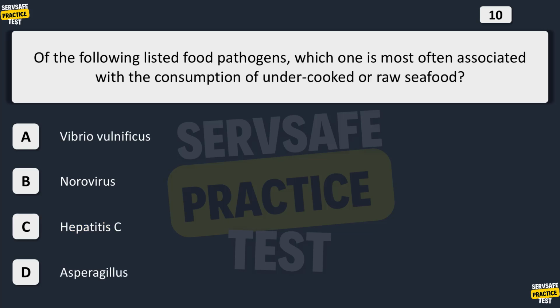Of the following listed food pathogens, which one is most often associated with the consumption of undercooked or raw seafood? A. Vibrio vulnificus. B. Norovirus. C. Hepatitis C. D. Aspergillus.